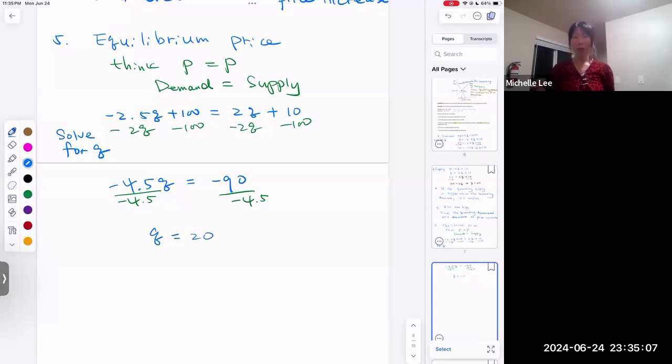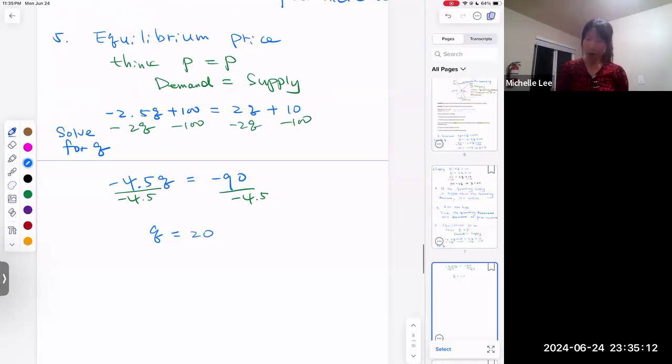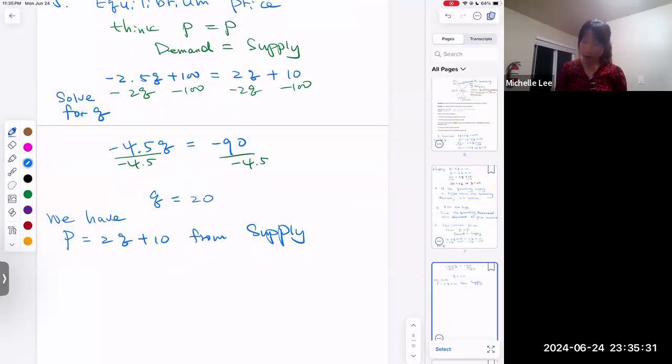So we have 20, so we can substitute into any price equation. Either one is okay. So P equal to 2Q plus 10 from supply. We want to know about the price. So P equal to 2 times 20 plus 10, which is $50.